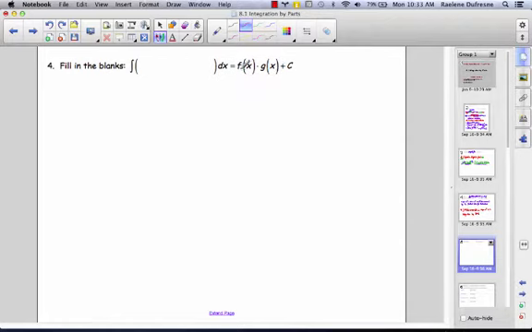If we have a product f of x times g of x plus c, then its derivative would be something, or in other words, the antiderivative of something is the product f of x times g of x plus a constant. So what must be going in here is the product rule for derivative f times g. So we get f prime of x times g of x plus, and I don't have enough room to fill it in there, f of x times g prime of x.